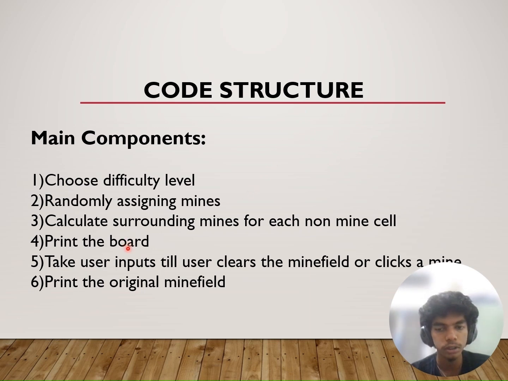And after that I'll just print the minefield, and then the user will just input. He'll just say, for example, the fifth row and the third column. And then if that cell is a mine, then obviously he will lose. So after that the game will finish, and then the original minefield will be displayed, and if not, then the game will continue till he either wins or he clicks a mine.